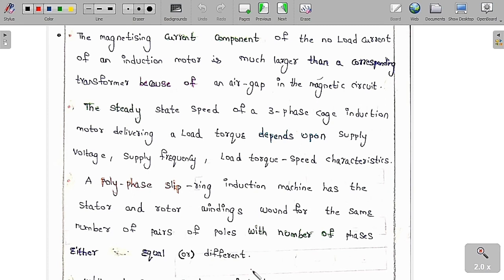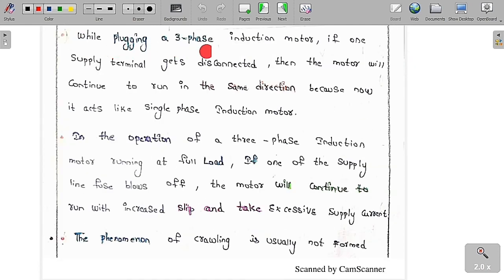Then only the torque is going to get produced. But the number of phases on the stator and the number of phases on the rotor may be same, they may be different. While plugging a three-phase induction motor, if one supply terminal gets disconnected, then the motor will continue to run in the same direction because now it acts like a single phase induction motor.